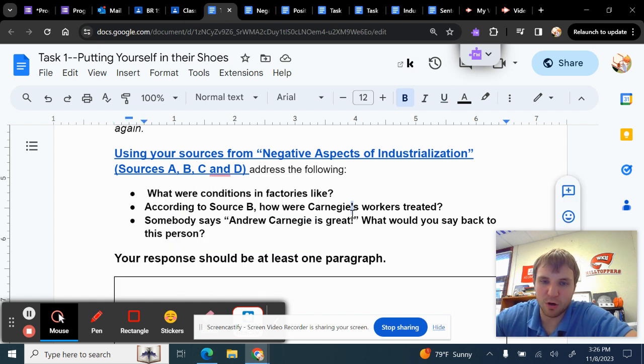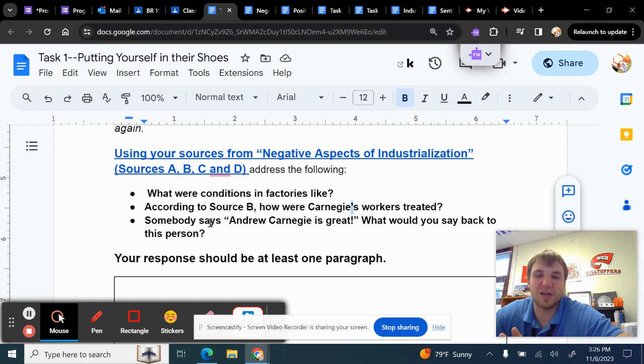According to source B, how were Carnegie's workers treated? Obviously, we talked about this in class. They were not paid enough. They were treated like slaves. The author of this article compared them to slaves. That's how poorly treated they were.